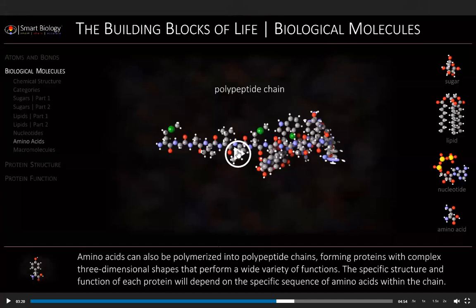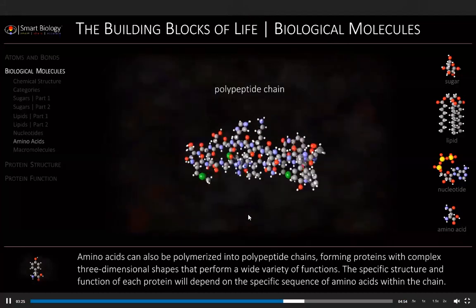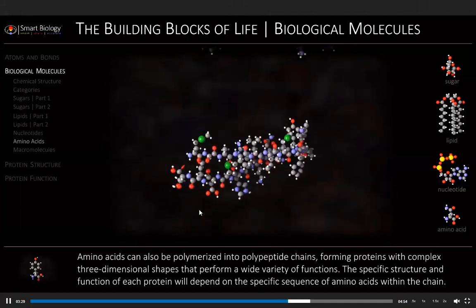So the specific structure is defined by the amino acid sequence. So here we have a polypeptide chain which has folded a little bit.